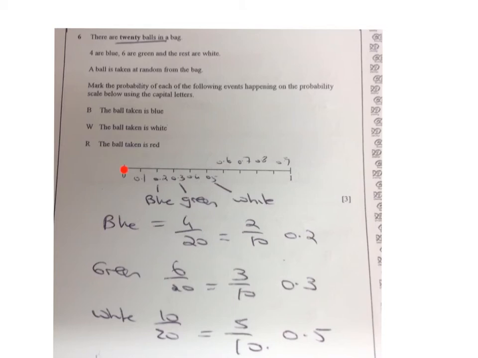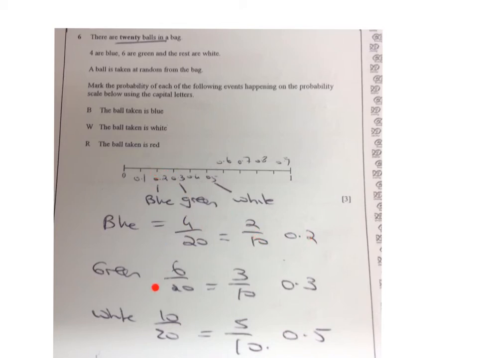Really what they're saying is, that's 0.1, 0.2, 0.3, 0.4, 0.5, 0.6, 0.7, 0.8, 0.9 and 1. You need to mark them in. And the blue, there's 4 blues. So that's 4 out of the 20, which gives you 2 over 10, which is 0.2, which is there.